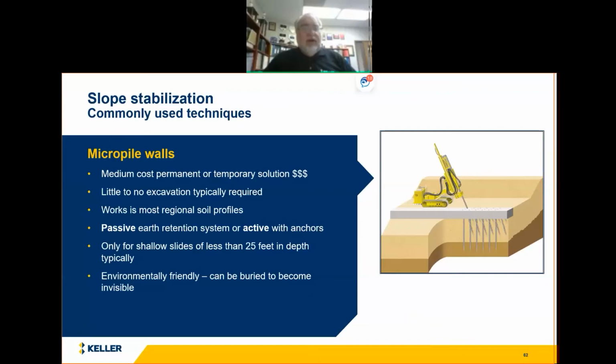So let's just talk for a second about micropile walls. This is a solution that's been around for about 30 years or so. You can actually drill micropiles into a landslide with little or no excavation. It works in a lot of different profiles, often used when you have soil sliding on bedrock. It's typically a passive system, but you can actually add tieback anchors to this as well.